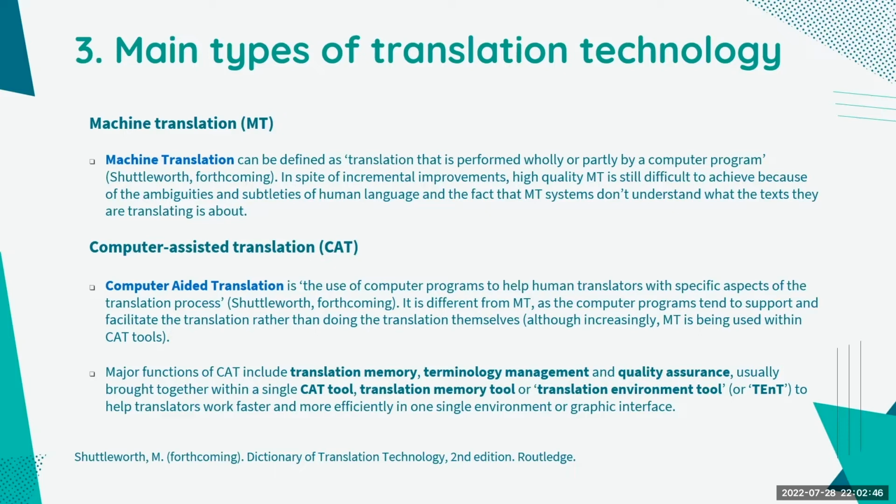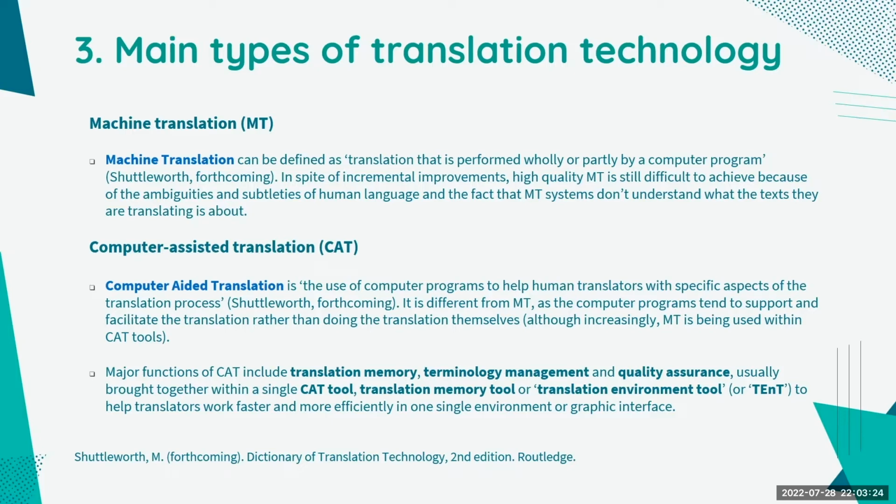As for computer-assisted translation, it is the use of computer programs to help human translators with specific aspects of the translation process. It is different from machine translation, as the computer programs only support and facilitate the translation rather than doing the translation themselves. But machine translation can be used within some CAT tools now.